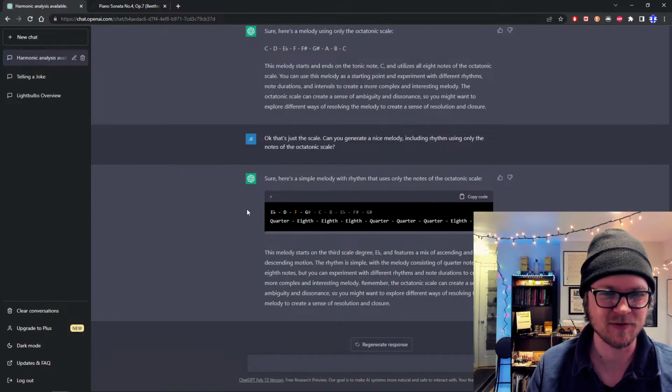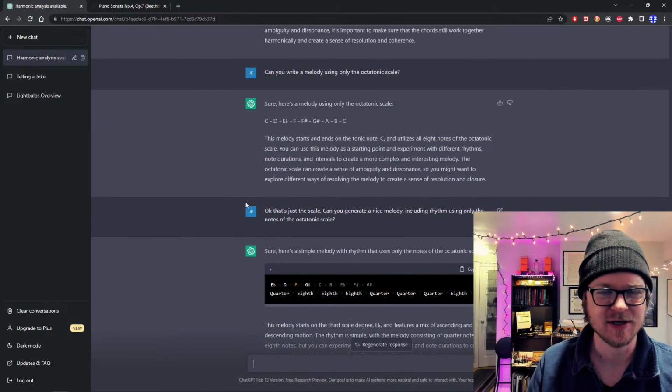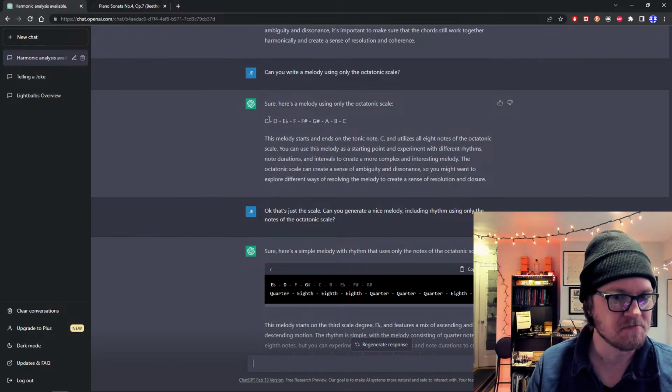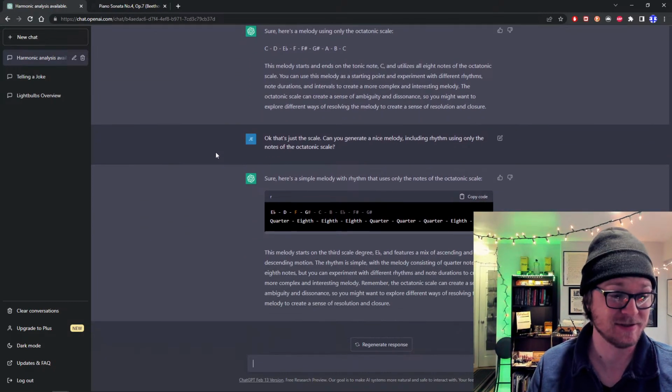For example, here's a little bit of a conversation I was having with it about trying to write a melody or a chord progression, and I was pleasantly surprised at how well it could do, actually.